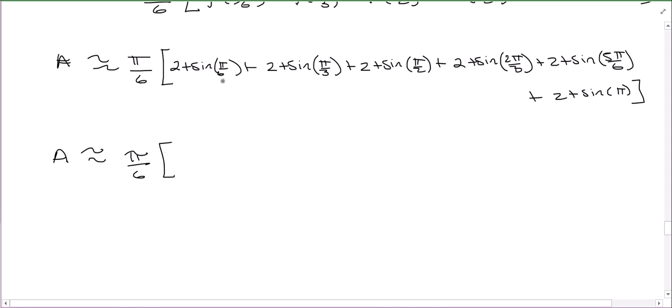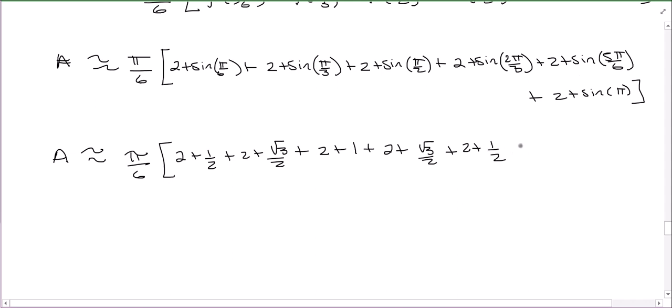So sine of pi over 6, what's sine of pi over 6? 1/2, right? So then you're going to have 1/2 plus 2 plus sine of pi over 3, then that must be root 3 over 2, plus 2 plus sine of pi over 2, that's 1, plus 2 plus sine of 2 pi over 3, that's root 3 over 2 again, and then 2 plus sine of 5 pi over 6, that's 1/2 again, and then plus 2 plus sine of pi is 0.